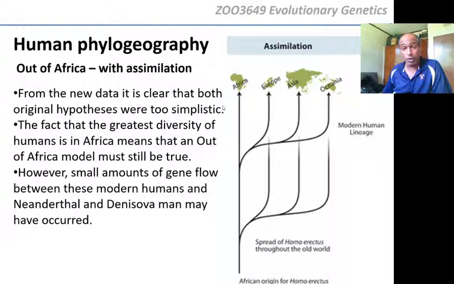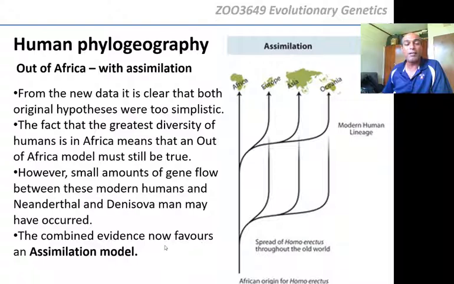Okay, some genes from the ancient ergaster migration from before made it into these populations. A small proportion, but it made it in. So Europeans have some Neanderthal inside them, and Asians have some Denisova inside of them. Okay, so this combined evidence now favors basically both multi-regional and out of Africa were true.